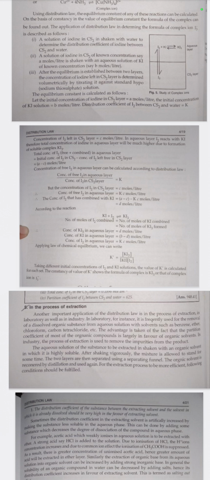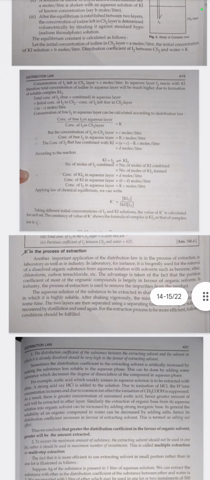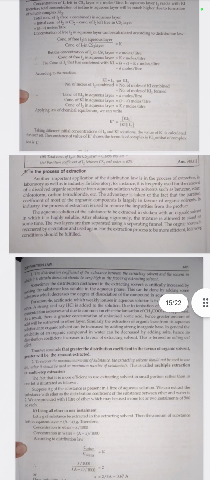Applying the law of chemical equilibrium, we can write K dash is equal to [KI3] divided by [KI] multiplied by [I2]. Taking different initial concentrations of I2 and KI solution, the value of K dash is calculated for each set. The constancy of the value of K dash shows that the formula of the complex is KI3, or that of the complex ion is I3⁻.